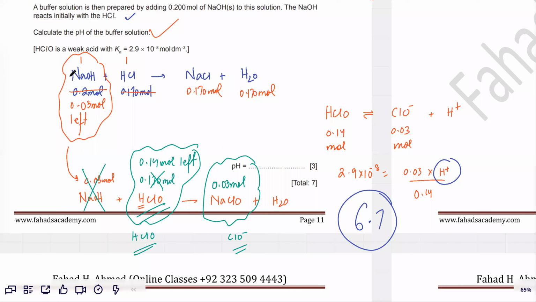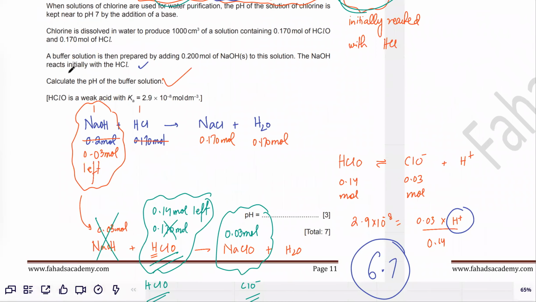Just make sure of the accuracy. Everything is given up to 3 significant figures, except for this one. This is actually given to 2 significant figures, so you can round it off to use the least significant figures that are there. So that is going to be 6.7. Okay, is this clear?